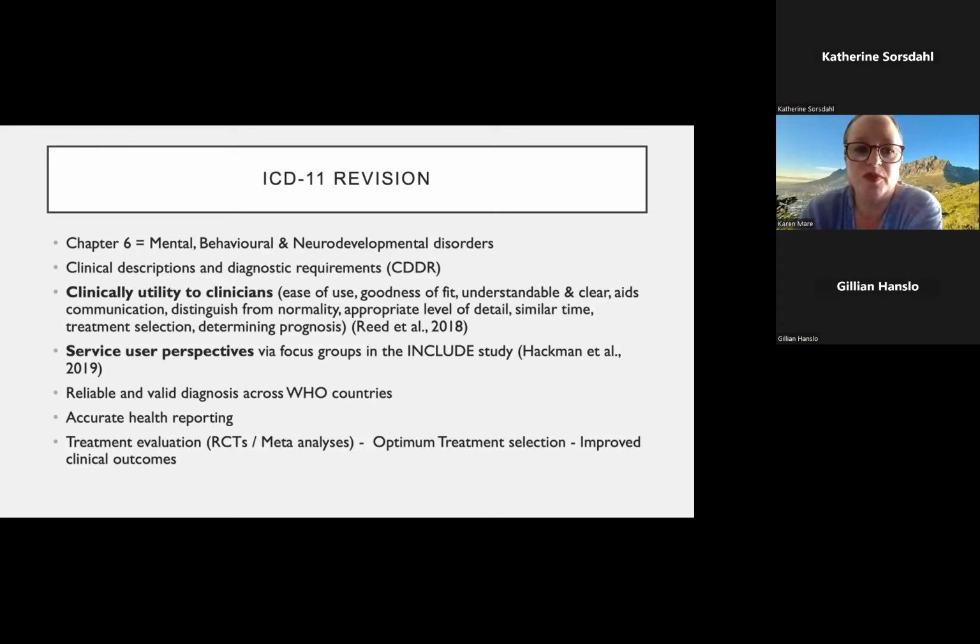And service user perspectives were also sought on these clinical descriptions for the 5 big disorders, not for the whole ICD. And so the aim really is that these criteria, these CDDR requirements, will help us make reliable and valid diagnoses, and be able to do accurate health reporting. And that is the only way to do accurate treatment evaluation.